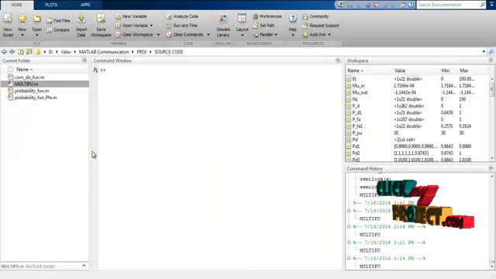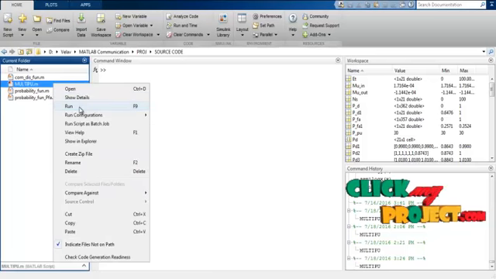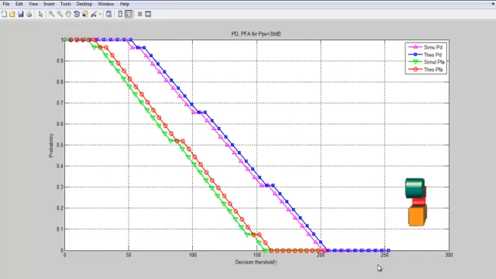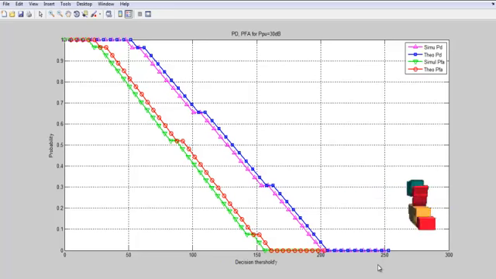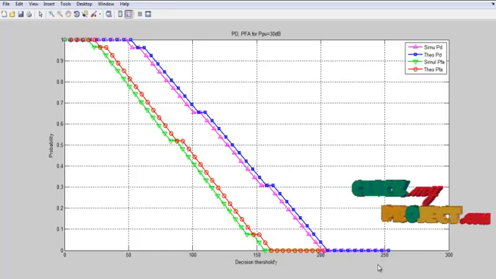Open the MATLAB simulation software and run the program. The first graph shows the probability of detection and probability of false alarm values against the decision threshold with the transmission power value equal to 30 dB. In this graph, the simulated PD values, theoretical PD values, simulated false alarm values and theoretical false alarm values are obtained for the power of primary users equal to 30 dB.